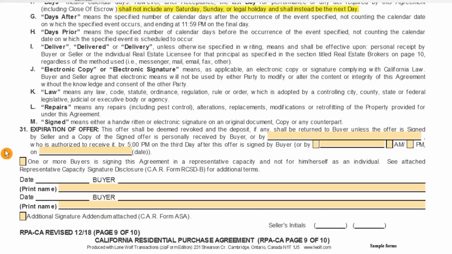Expiration of offer, by default, it defaults to the third day after the offer is signed by the buyer. So when a buyer makes an offer to a seller, the seller basically has 3 days to respond. And in actual fact, if it was the 4th or 5th day and the buyer was still interested and they received the offer back from the seller, they could accept it and move forward if they wanted to. But just to let you know that part.